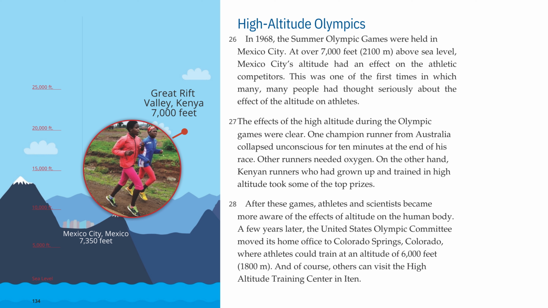A few years later, the United States Olympic Committee moved its home office to Colorado Springs, Colorado, where athletes could train at an altitude of 6,000 feet, 1,800 meters. And of course, others can visit the High Altitude Training Center in Iten. Mexico City, Mexico, 7,350 feet. Great Rift Valley, Kenya, 7,000 feet.